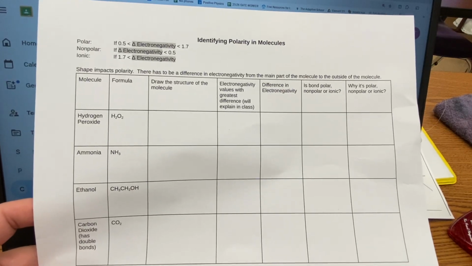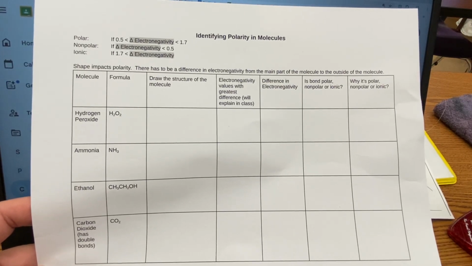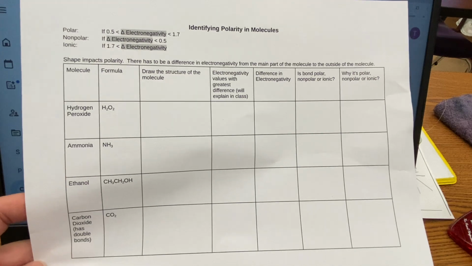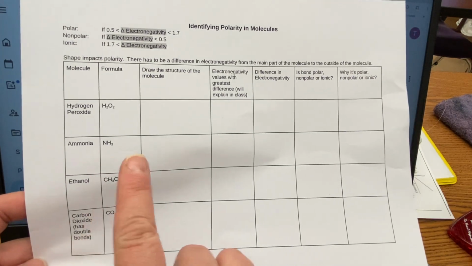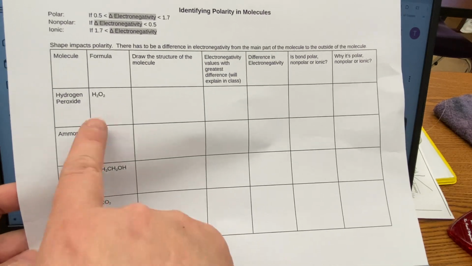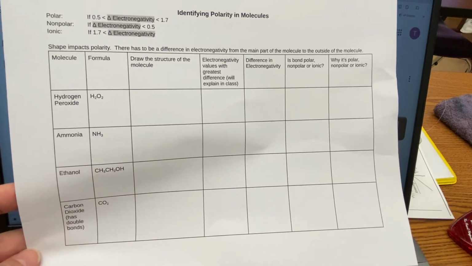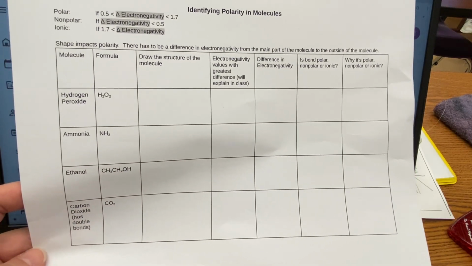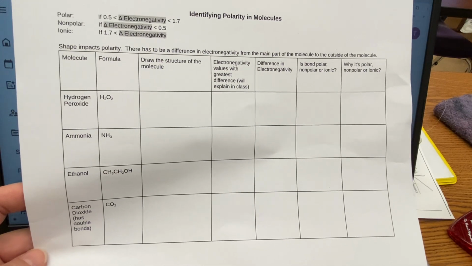All right, today you're going to get more practice with determining whether a molecule is polar or not based upon the structure and the difference in electronegativity. So this is the worksheet you're going to be working with. Formulas for the molecules you're going to be using are here. You can either do this by building the molecules or by using the online interactive that I have available.